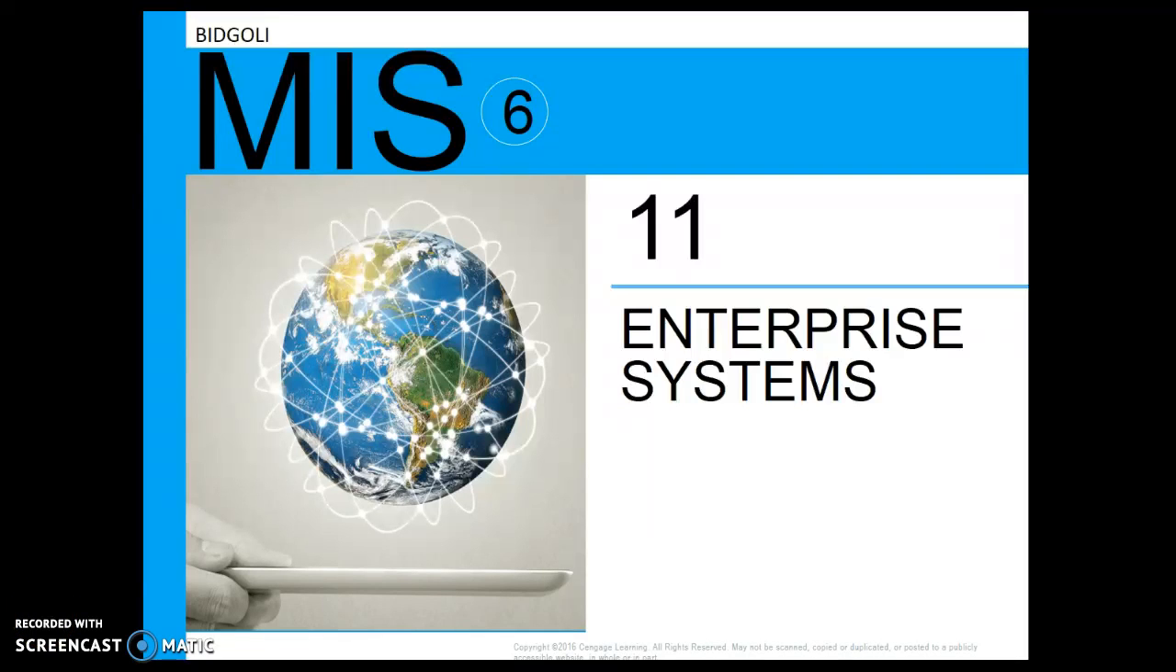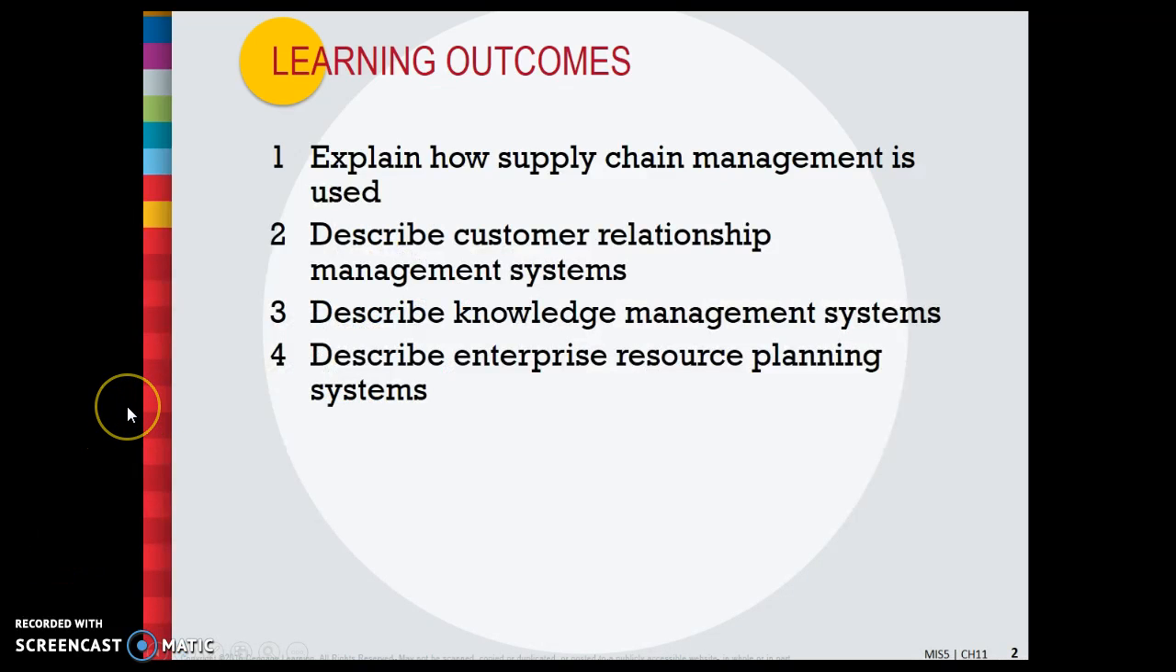Hi, and welcome back to Management Information Systems. We're on Chapter 11 in your MIS6 book. We're going to talk about supply chain management and how it's used, customer relationship management systems, knowledge management systems, and enterprise resource planning systems.